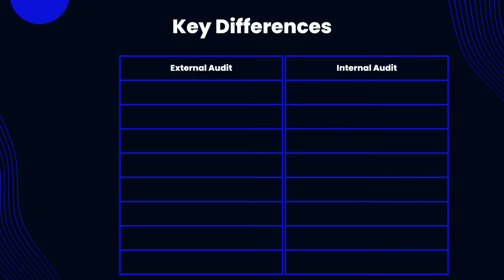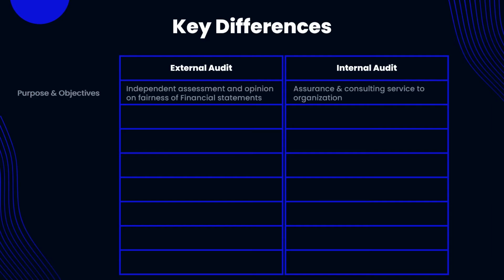Okay, so now we're going to talk about the key differences between external and internal audit. The first one is purpose and objective. The primary purpose of external audit is to provide an independent and objective assessment of an entity's financial statement, to express an opinion on their fairness and compliance with accounting standards, while internal auditors focus on providing assurance and consulting services to the organization. It helps improve internal controls, risk management, and operational efficiency.